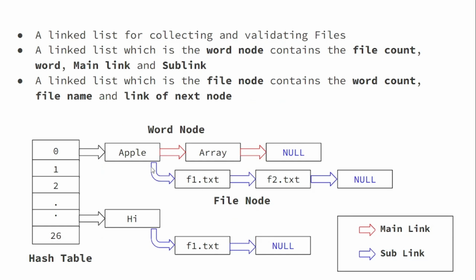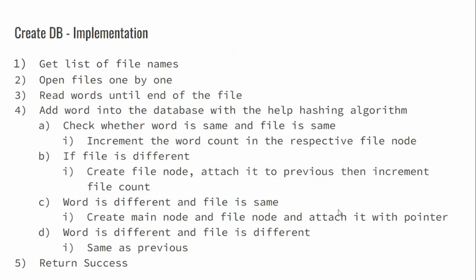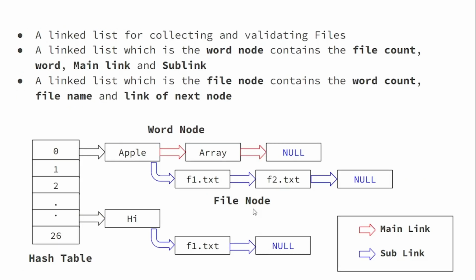Here, from the picture, it is clear that the word apple is not only present in file 1, it is also present in file 2. So the file node comes into the picture. The hash table consists of the index of each and every word, and in each index the words are mapped accordingly by the main linked word node, and there exists a sub linked list which contains the word count and file name, in which the respective words are linked to their files. This is a general overview of the project.